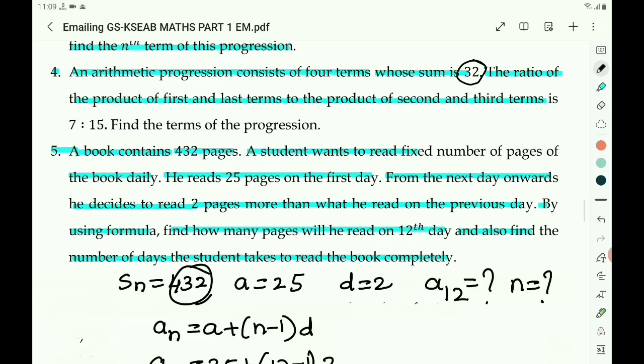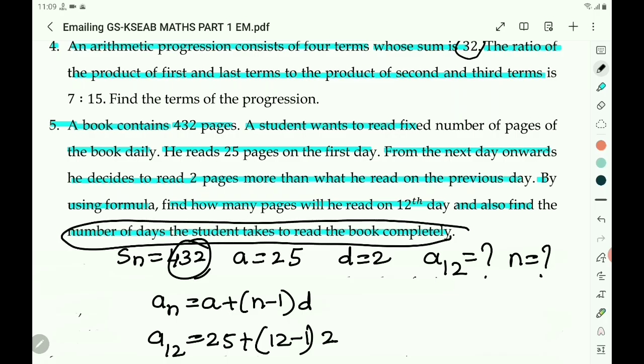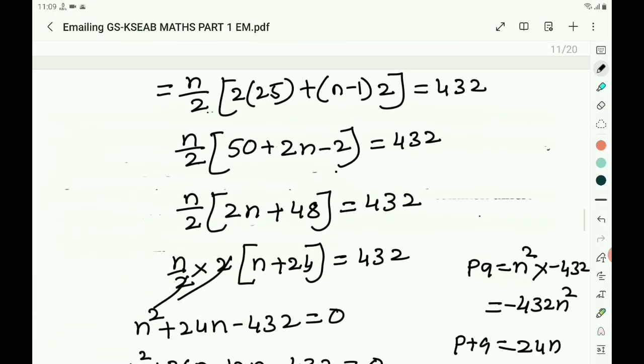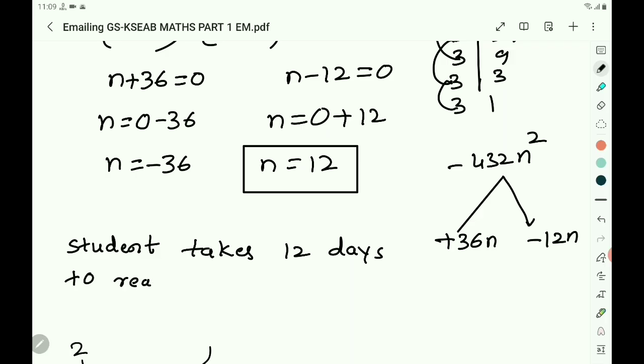Here the question is, how many days does the student take to complete the book? Here find the number of days that the student takes to read the book completely. The student takes 12 days to read the book completely.